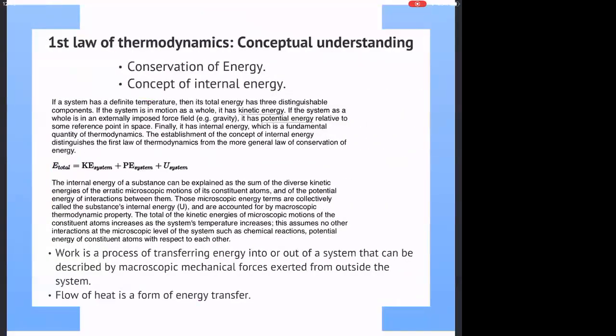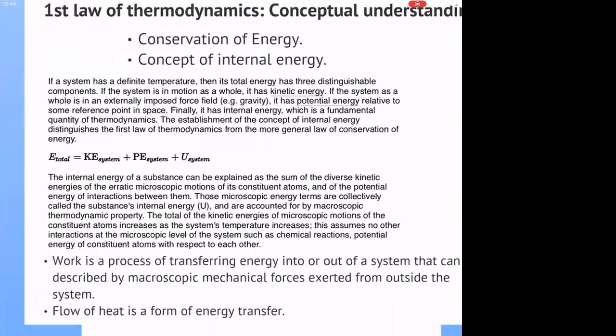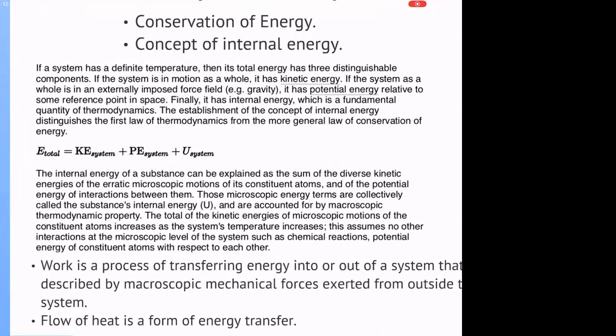Now, this is essentially conservation of energy, but this concept of internal energy is somewhat new to us, and it's a little bit abstract. So let's try to understand what that means in a more concrete sense, okay? If a system has finite temperature, then its total energy has three distinguishable components. If the system is in motion as a whole, it has kinetic energy, right? We know that. If the system as a whole is in an externally imposed force field like gravity, it has potential energy, which can also be magnetic, relative to some reference point in space. Finally, it has internal energy, which is a fundamental quantity of thermodynamics. The establishment of the concept of internal energy distinguishes the first law of thermodynamics from the more general law of conservation of energy. So E total is kinetic energy plus potential energy plus the internal energy of a system.